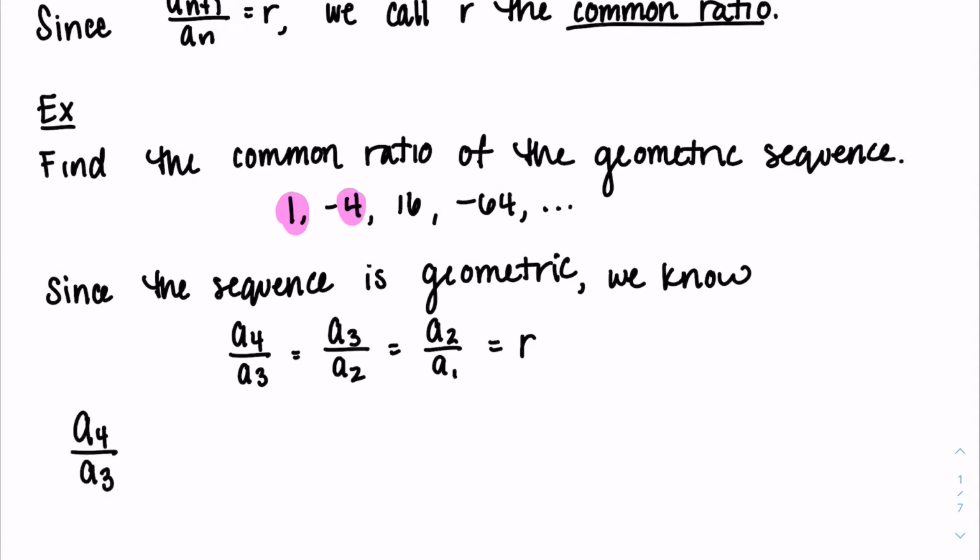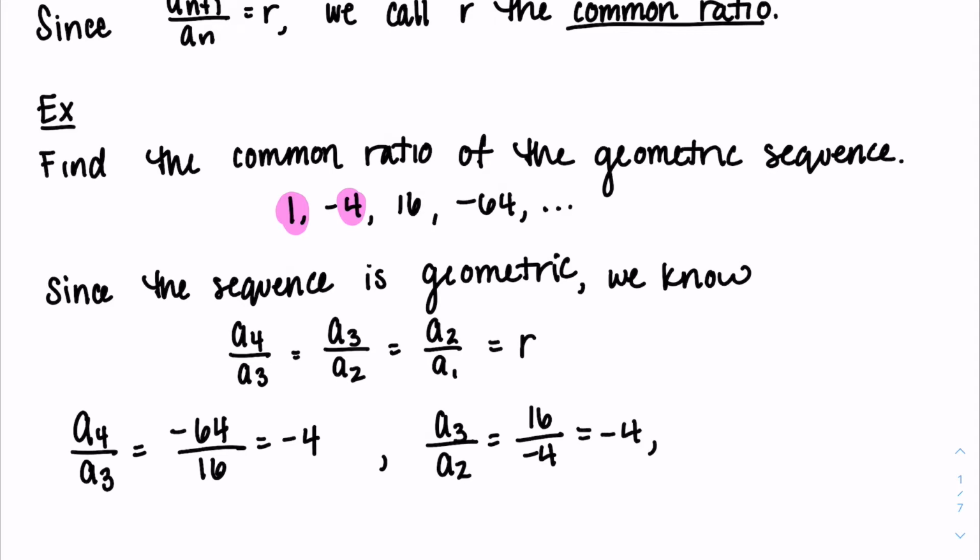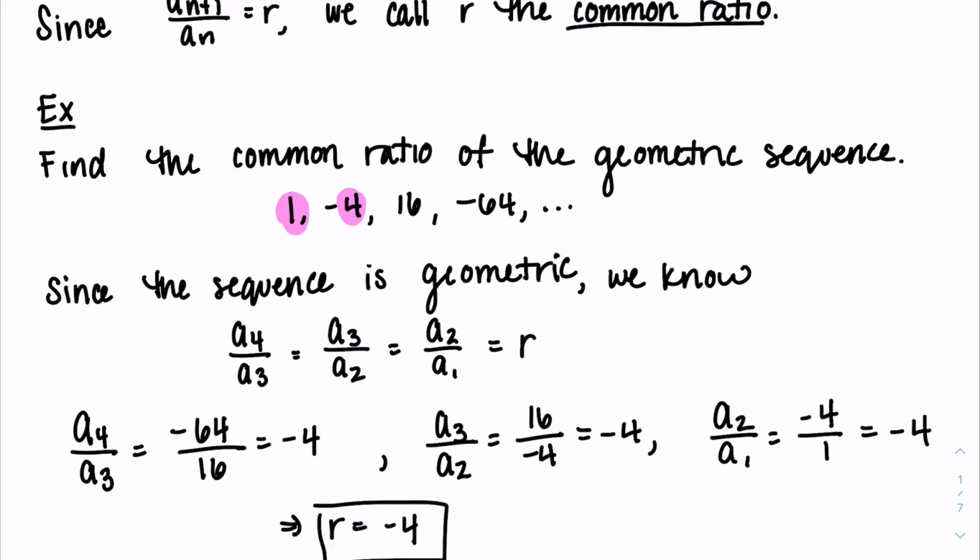If I go through and do that, the fourth term divided by the third is -4. If you take the third and divide it by the second, that's 16 over -4, which is -4. Or the second over the first, still equal to -4. So your common ratio is -4.